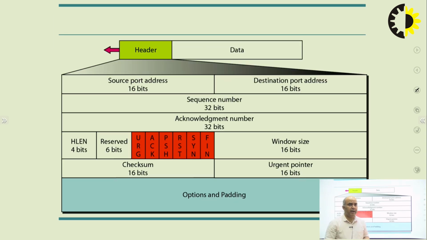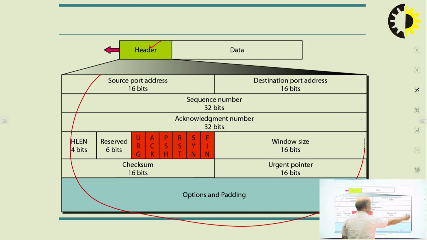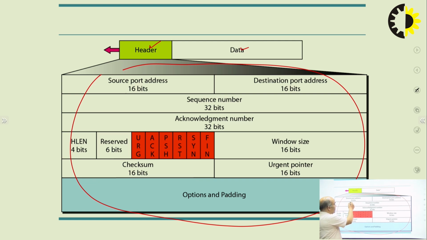This is the header of TCP. It is basically 32 bits wide, and this is the header part where all these fields come into consideration, and this is the data part. In this, we have the source port address and the destination port address, both 16 bits. Then we have the sequence number of 32 bits and the acknowledgement number of 32 bits. Then we have the header length, which is 4 bits; the header size is minimum 20 bytes and maximum 60 bytes.